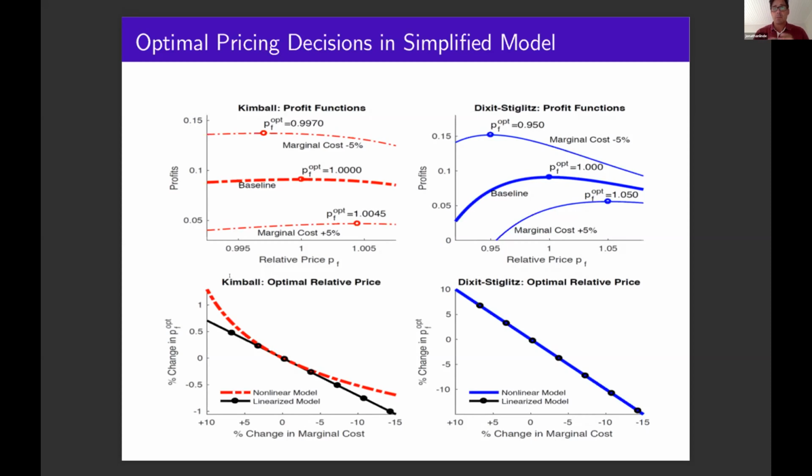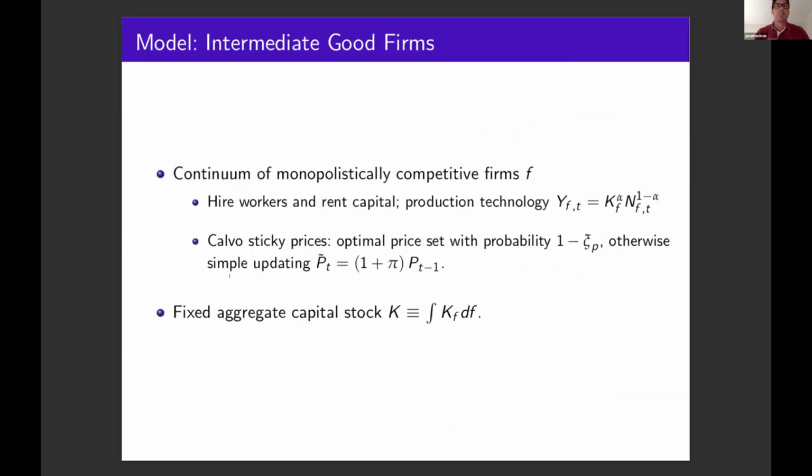So that is the key to the paper, and basically all you need to know. Then of course there is a production function technology here, where you have a fixed capital stock and endogenous labor moving around. For simplicity, we assume that if you're not allowed to reoptimize your price, you index to the steady state inflation rate.